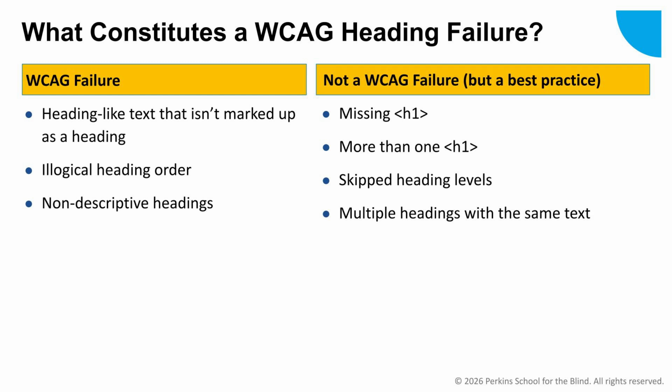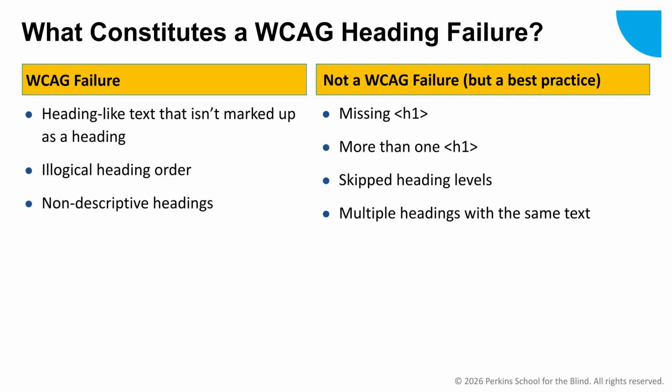In some cases, a complete lack of headings is not necessarily a failure, but keep in mind, if something clearly acts as a heading, it must have heading markup. Not all accessibility issues are failures. Some are best practices that should be followed whenever possible. For example, you want to have a level 1 heading on your page that aligns with the page title. Having more than one H1 goes against best practices, but it's not necessarily a failure.